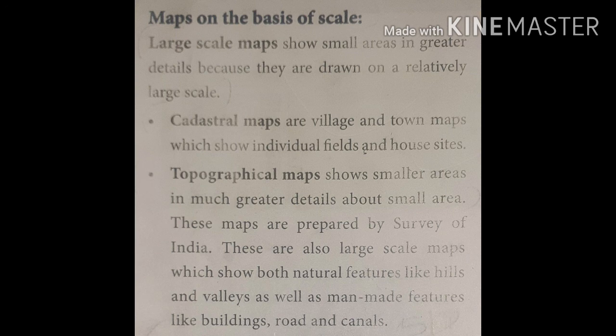In that we are going to see cadastral maps. Cadastral maps are village and town maps. These maps show individual fields and house sites. For example, cadastral maps can be seen in real estate; they show the exact location where the plot is present or where the house site is located. These are called cadastral maps.